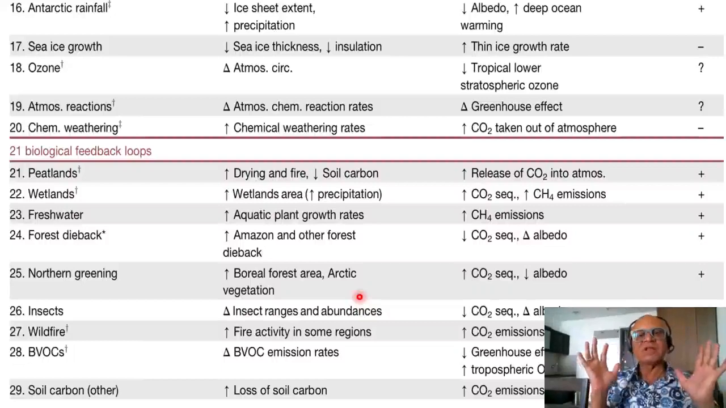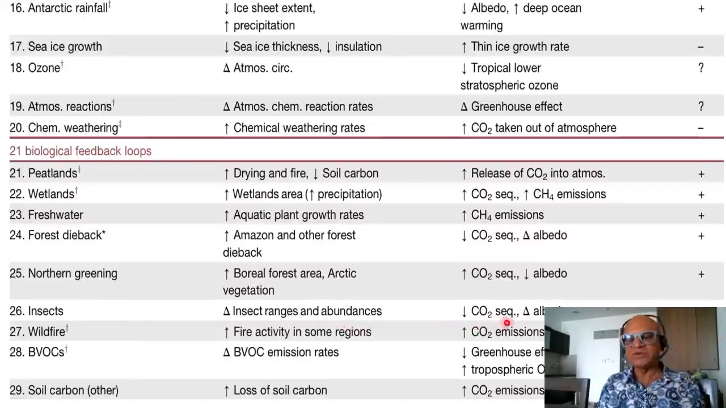So just remember, I should have made it clear: positive feedback is where the initial perturbation is amplified. Negative feedback is where the initial perturbation is damped. So here positive feedback means northern greening can continue. Insect ranges and abundances change, so CO2 sequestration can be reduced and albedo can be changed, but overall it can be a positive feedback to the insect population.